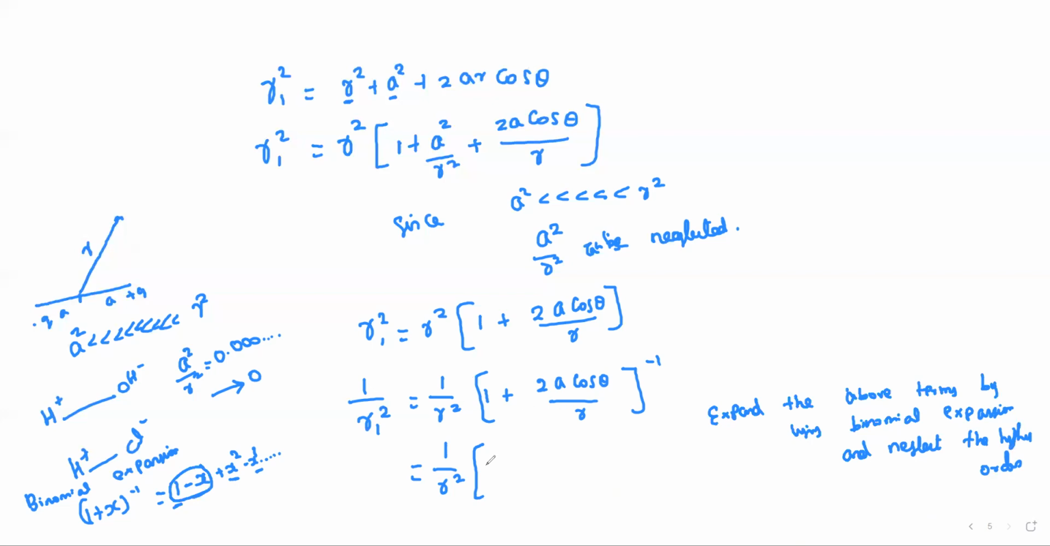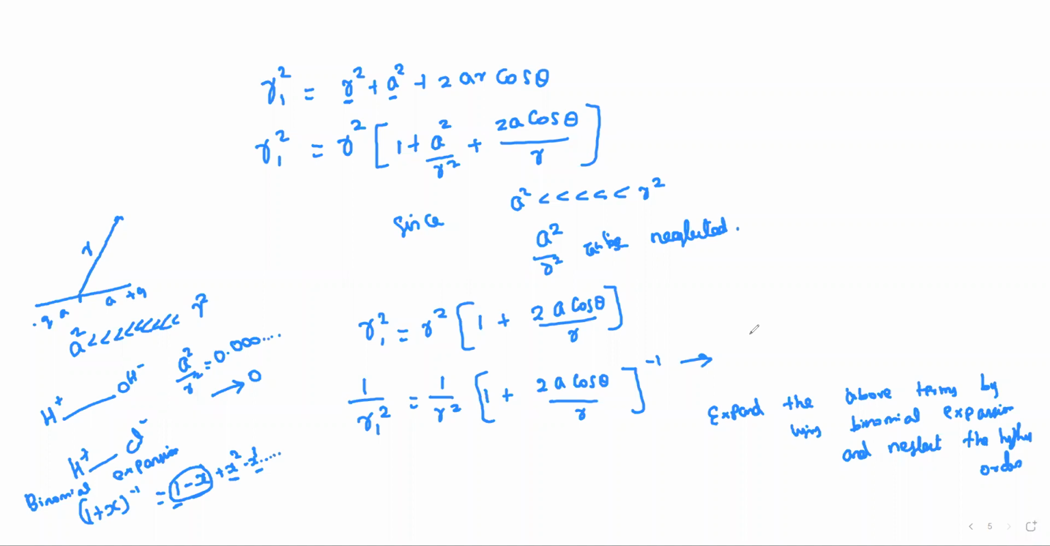So if we do that, then we have the first two terms only. The first term is 1. Now this -1 is multiplied by this x, then this will become minus 2a cos theta by r. Actually, before this we can do something: just find the square root, and after that, do the expansion.